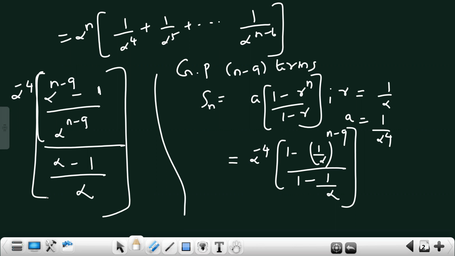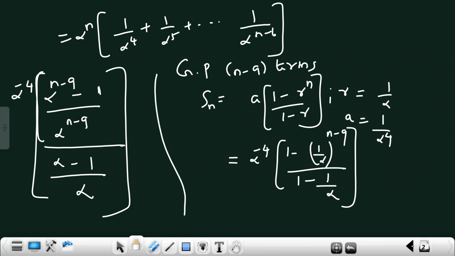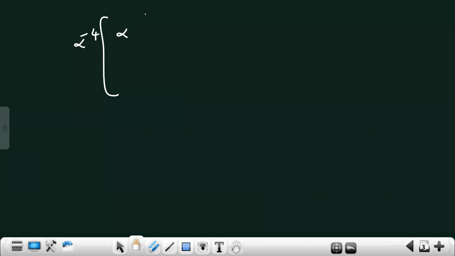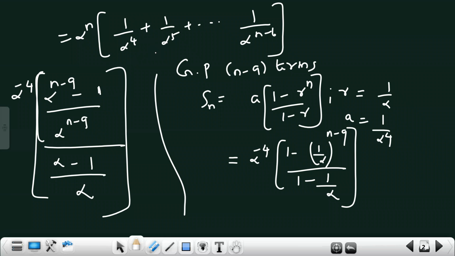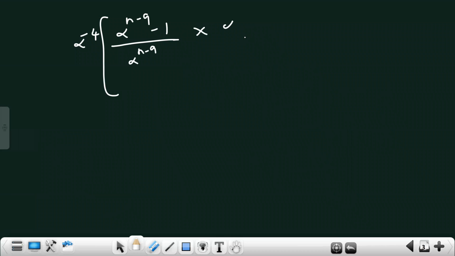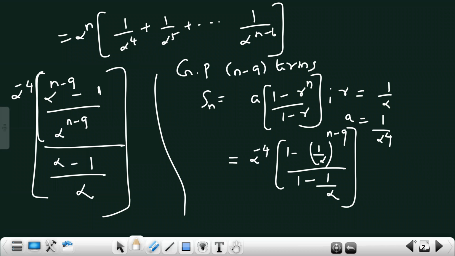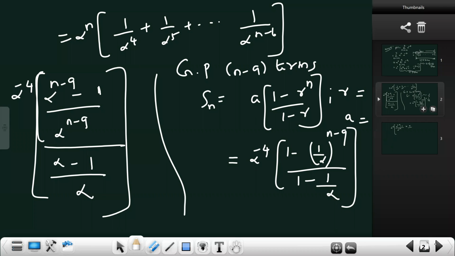Now division is nothing but multiplication by the reciprocal. So it will be alpha to the power minus 4 multiplied by that fraction, alpha to the power n minus 9 minus 1 divided by alpha to the power n minus 9. Division means multiplying by the reciprocal, so alpha will come over the numerator. So into alpha whole divided by alpha minus 1.